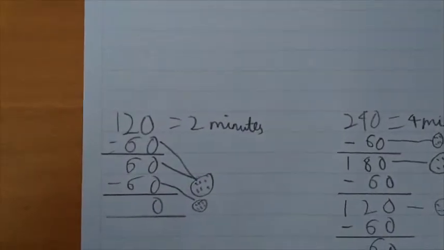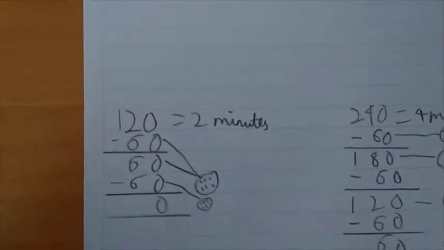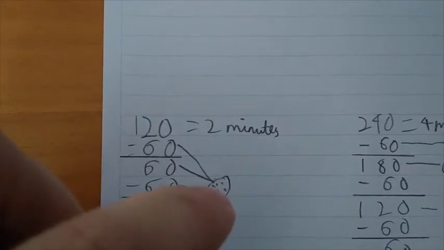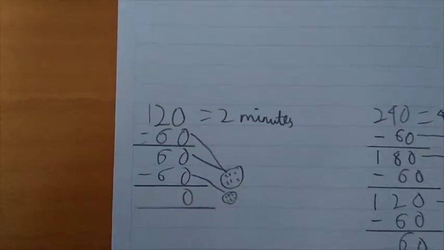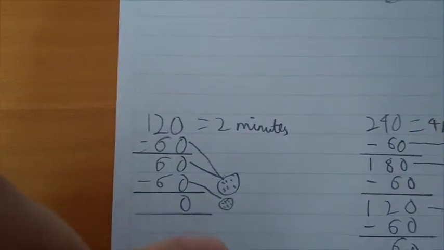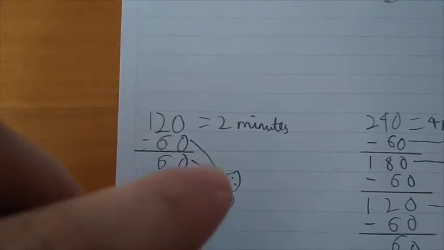So let's look at the answers. 120 seconds is 2 minutes. So you see I minus 60 and then we got a bubble with 60 seconds in. As we still weren't down to 0, we had to minus 60 again, which got us down to 0, which then gave us another bubble of 60 seconds. 2 bubbles altogether equals 2 minutes.